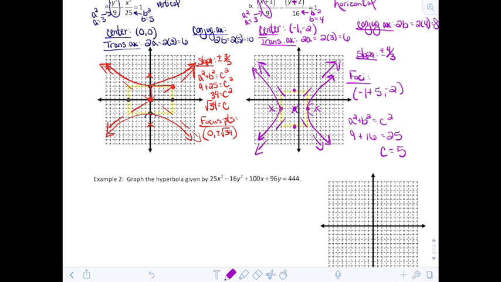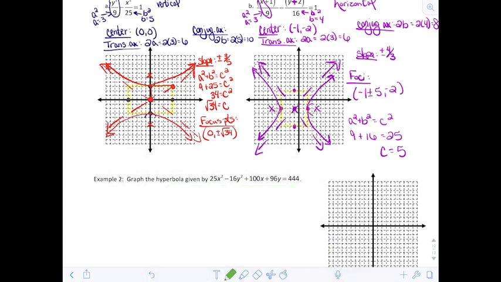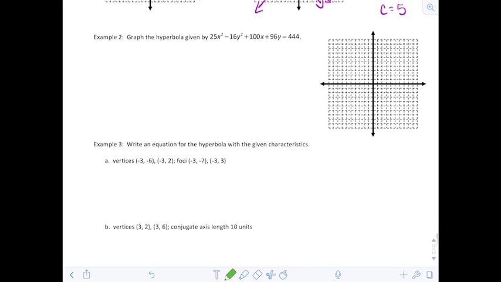And because that's an integer, we don't really want to leave it like that. So we do want to list them out in two different ways. So -1 plus 5 would give me 4, -2. And -1 minus 5 would give me -6, -2. And there are two focus points. Okay, let's go to example number 2.